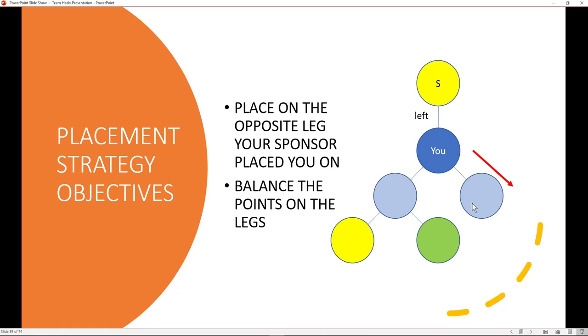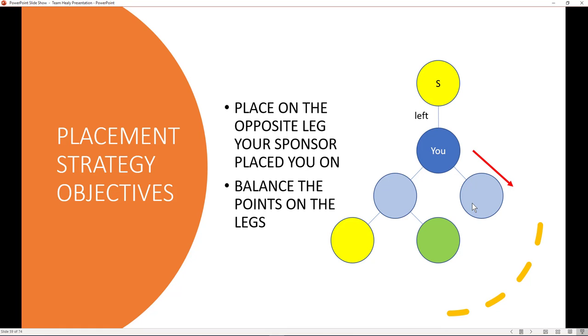There's a certain strategy that's involved in whether you place people on your left leg or right leg. The basic general strategy is that you should put people on the leg that is the opposite leg that your sponsor has put you on. So for example, as we show here, if your sponsor put you on their left leg, that means that they're going to be building your left leg for you automatically, in theory. So you should focus on building your right leg.